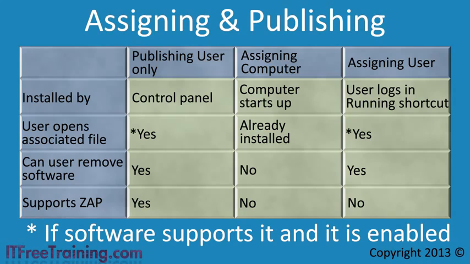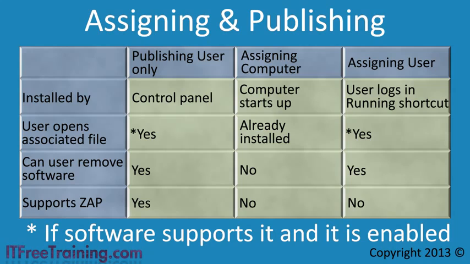Since the software is already installed, the option to have the software installed by associating a file extension with that software is not available. Lastly, when assigning software to a computer, the user will not have the authorization to uninstall it. Assigning software to the computer is basically forcing the user to have the software. They do not have a choice.